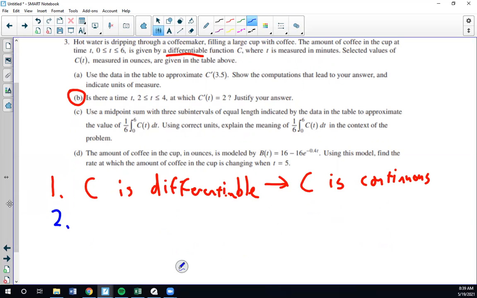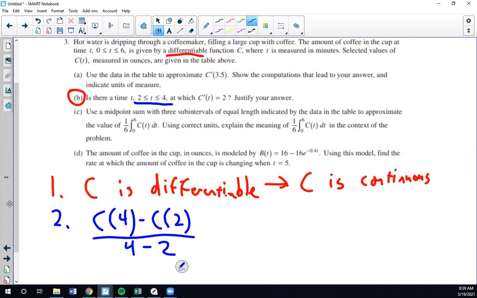Okay, step 2. Since we are going from 2 out to 4, that tells me what we need to calculate: f of b minus f of a over b minus a. That means we want c of 4 minus c of 2 over 4 minus 2. And I really hope that we get 2. If we don't get 2, then we need another plan.